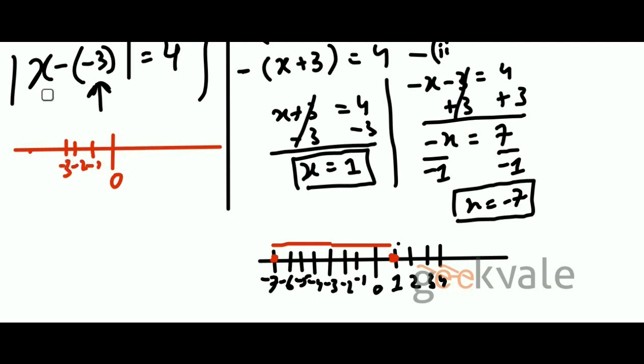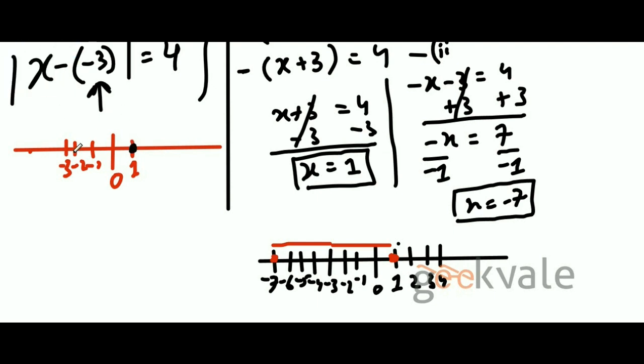Okay, what I'm looking for is two positions which are 4 units from -3. 1 unit, 2 units, 3 units. Wait, that's the fourth unit. It'll be 1. This position is 4 units from -3. So this is one of them.